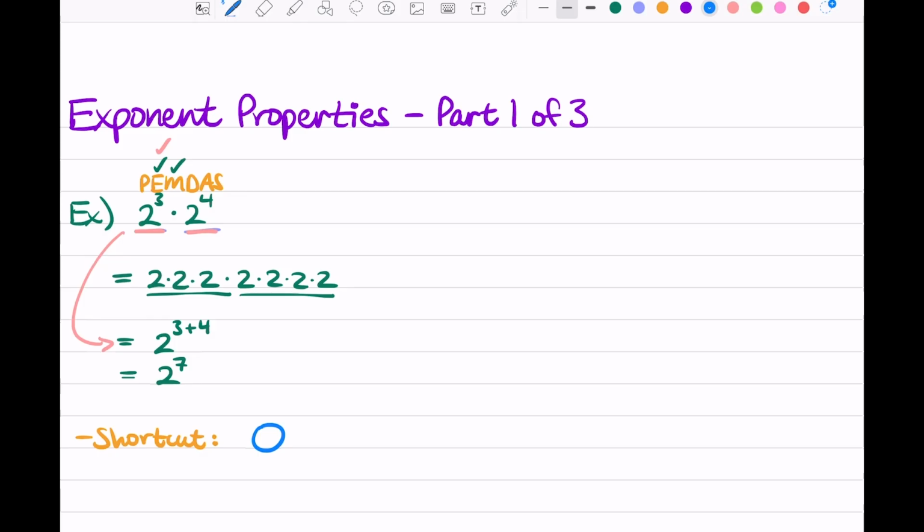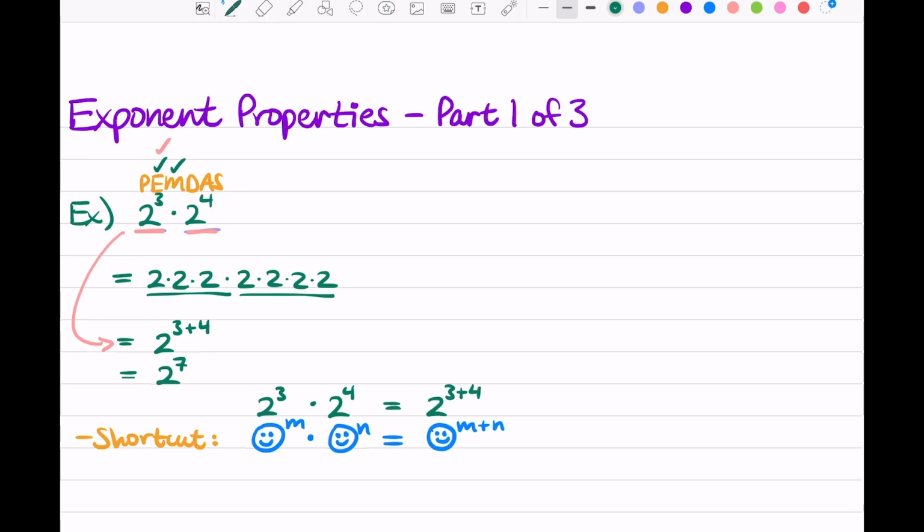if we have some number to the m power times that same number to the n power, then we can rewrite this as the number to the m plus n power. So that's what our example showed. We had 2 to the third power times 2 to the fourth power. And this is the same thing as multiplying 2 7 times. So we thought about this as 2 to the 3 plus 4 power.